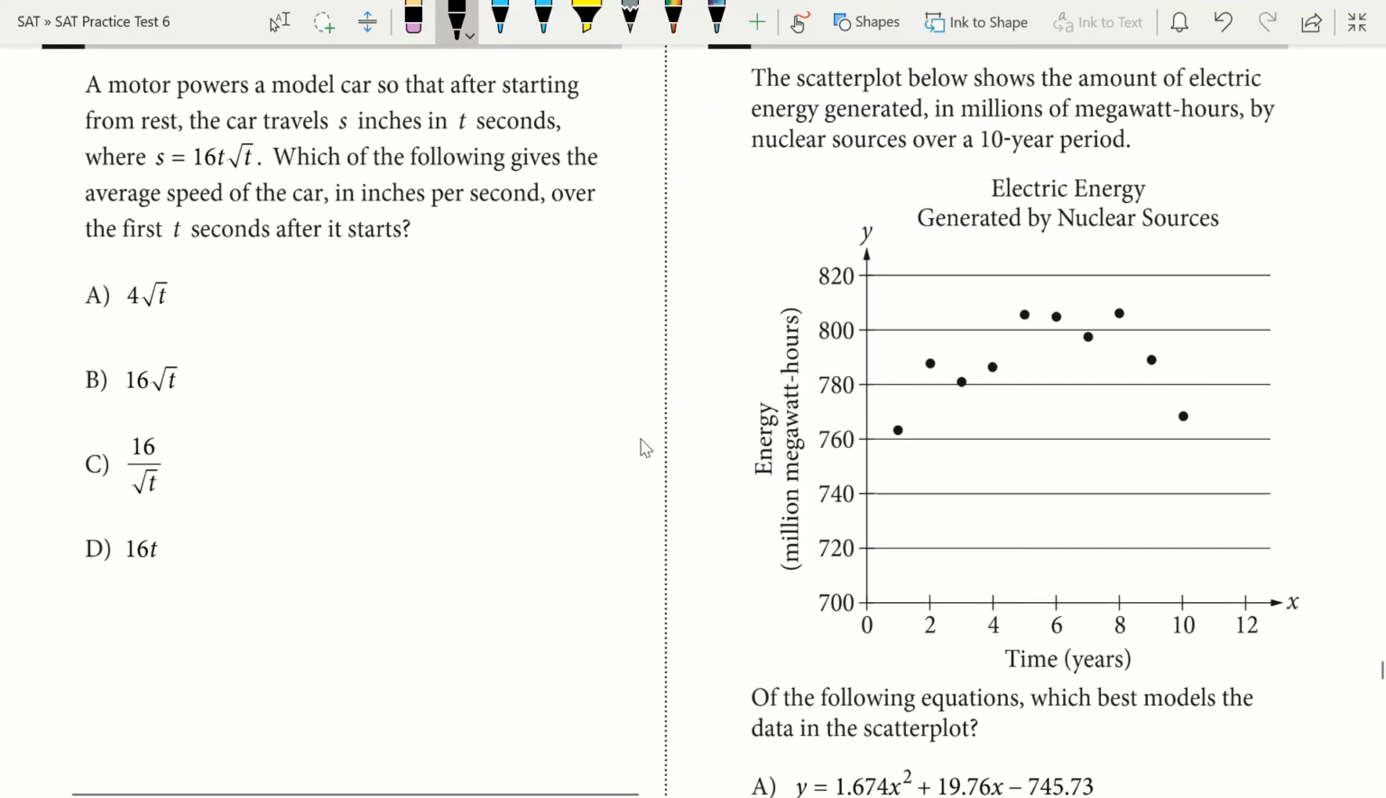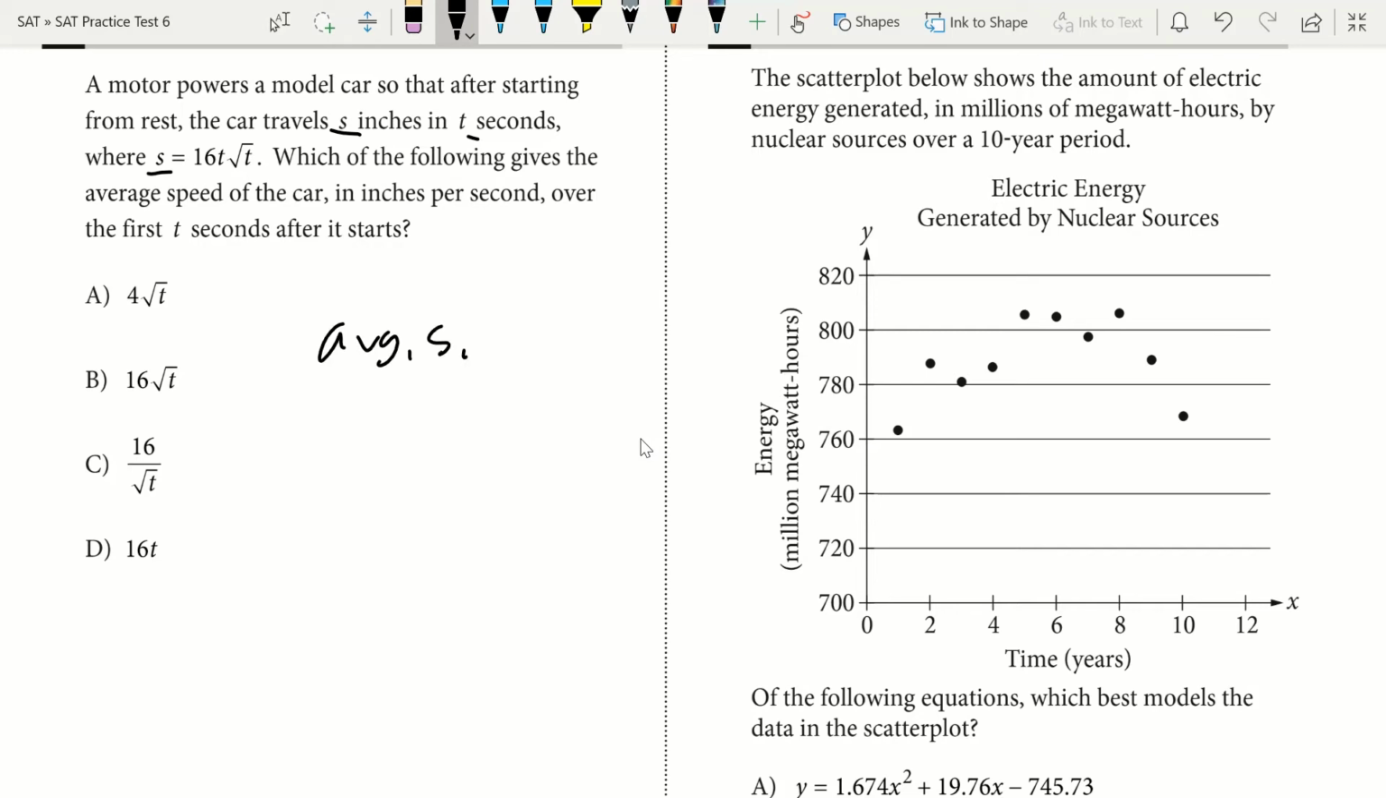Question 29. A motor powers a model car so that after starting from rest, the car travels s inches in t seconds, where s equals 16t times the square root of t. Which of the following gives the average speed of the car in inches per second over the first t seconds after it starts? All right, well, we know our average speed, right?